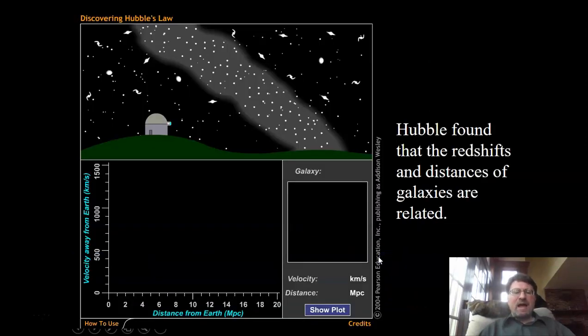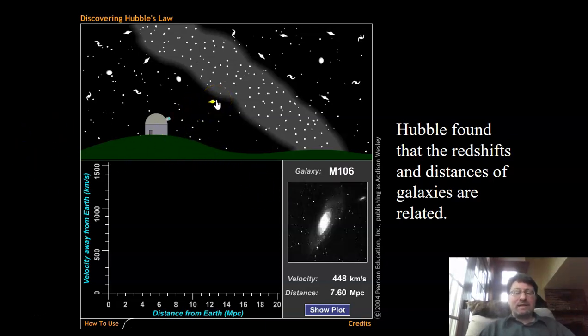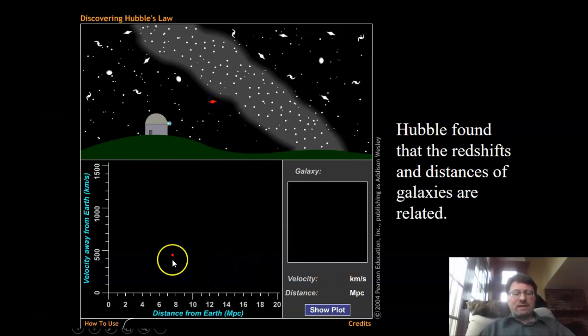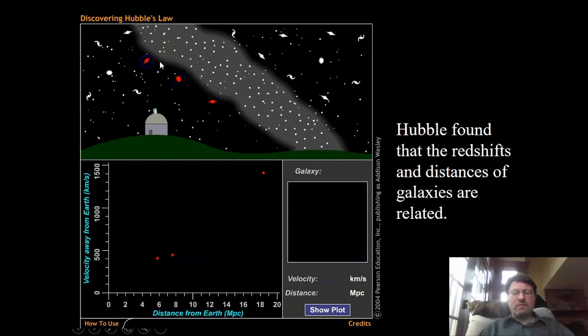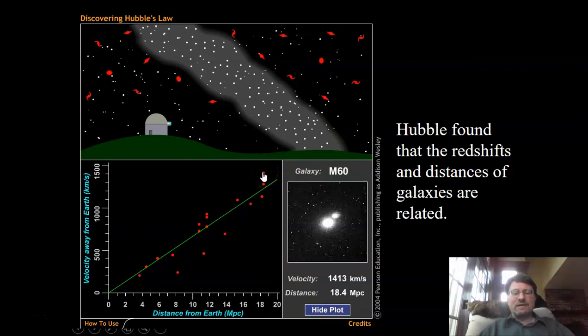So let's imagine we're doing the kind of thing that Hubble became ultimately very famous for. You pick a galaxy, M106, you measure its velocity and distance, and you put that on a diagram, and then you do that for some other galaxy, and another one, and another one. And you do this for lots of galaxies. Each dot here represents an individual galaxy.